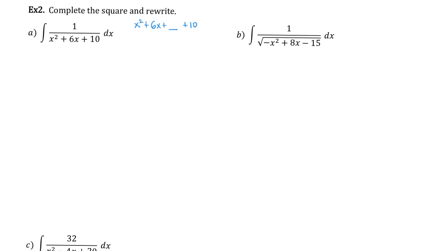Okay, to complete the square on 6x, I do half of 6, which is 3. 3 squared is 9. So I want to add 9 to complete the square. If I add 9 to complete the square, I need to balance it by subtracting 9 over here. This is going to factor into (x plus 3) squared plus, what's 10 minus 9? That's 1. Yeah, I'm going to rewrite this integral.